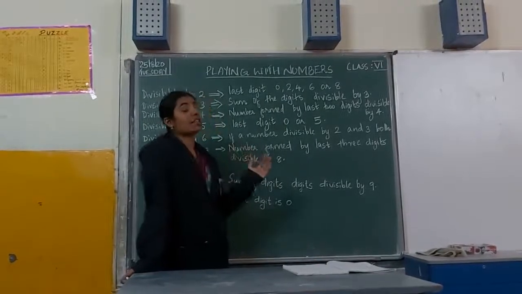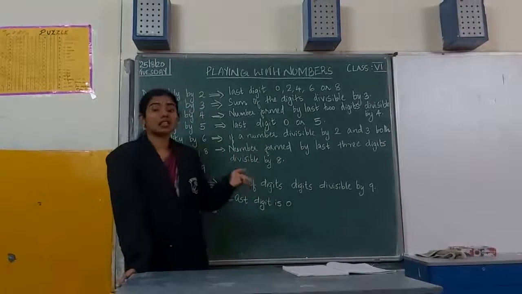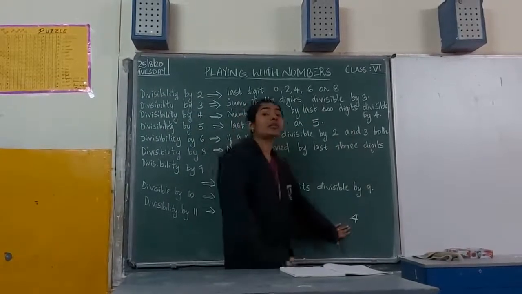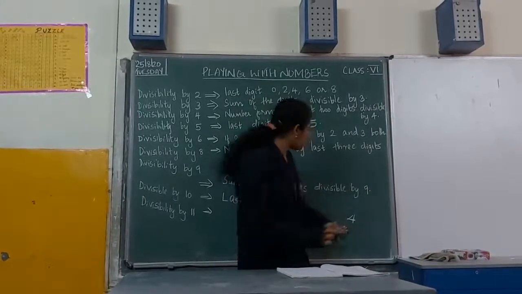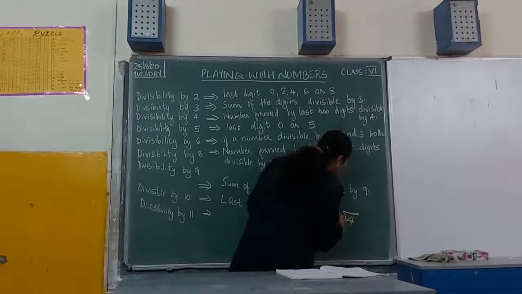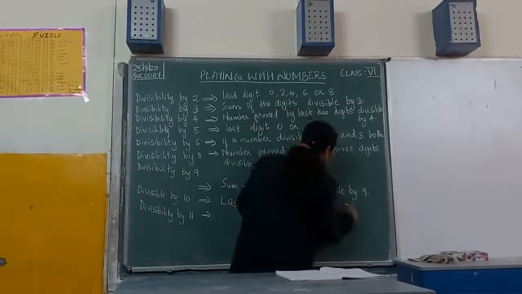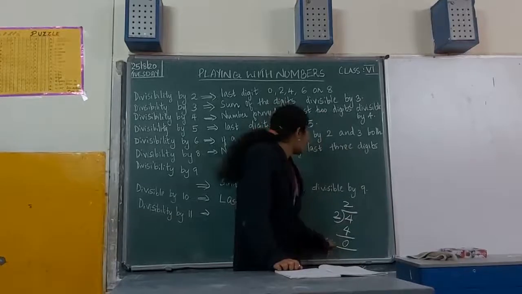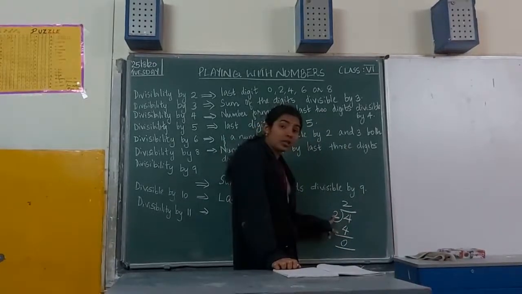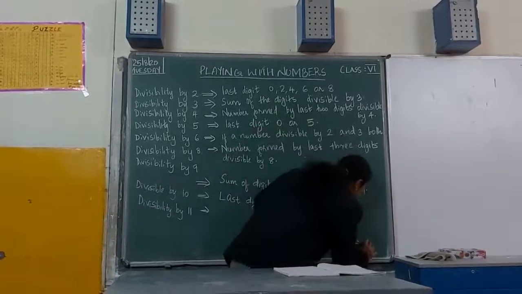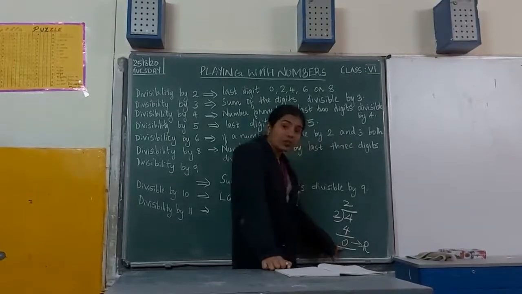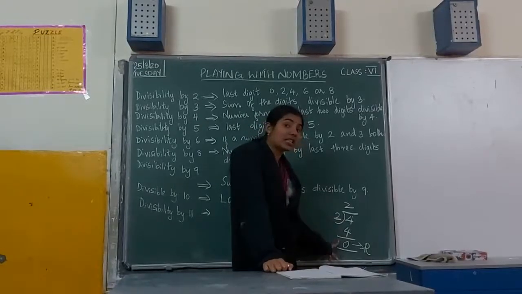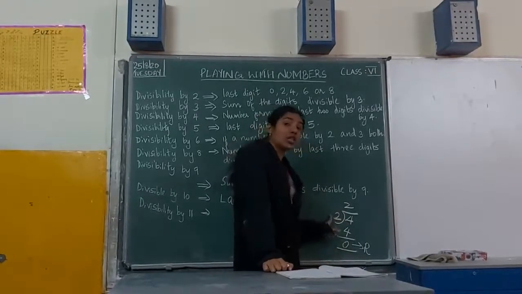When can you say one number is divisible by the other? For example, when can you say 4 is divisible by 2? When you are dividing 4 by 2, what will you get? 2 2s are 4, remainder is 0. So when you are dividing 4 by 2, you will get the remainder 0. So if you are getting remainder 0, at that time we can say 4 is divisible by 2.